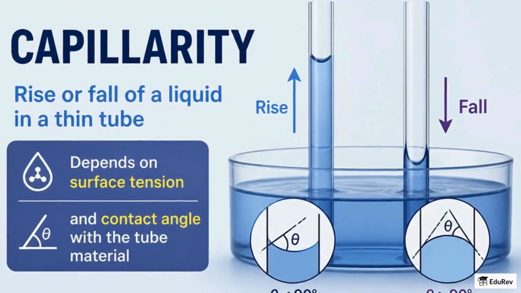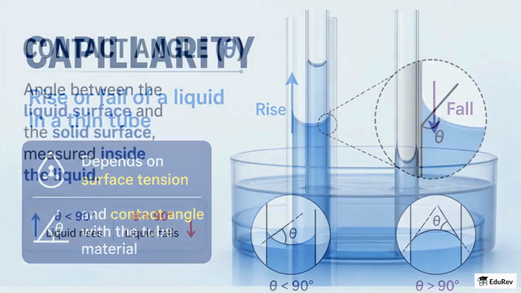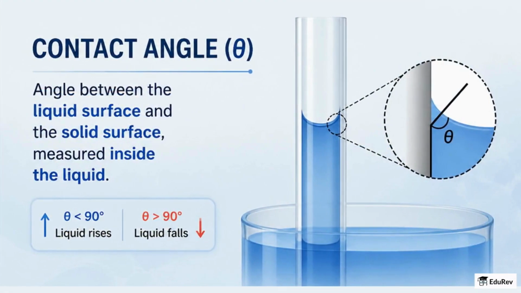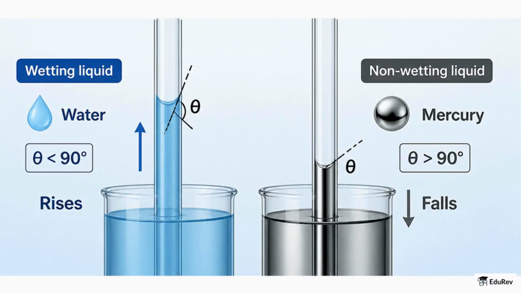Now we move to capillarity. The rise or fall of a liquid in a thin tube, which depends on surface tension and the contact angle with the tube material. The angle of contact is the angle between the liquid surface and the solid surface measured inside the liquid, and this angle affects whether the liquid rises or falls. For a wetting liquid like water on glass, the contact angle is small and the liquid rises. While for non-wetting liquids like mercury, it is larger and the liquid falls.